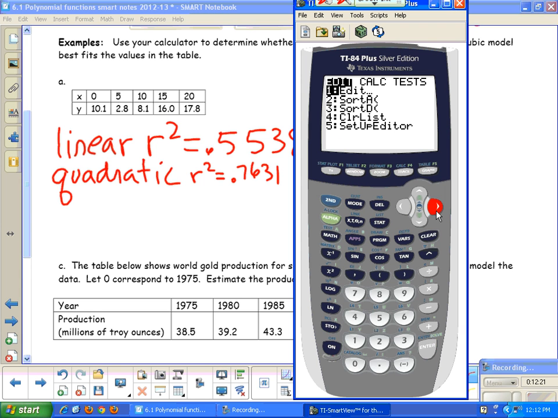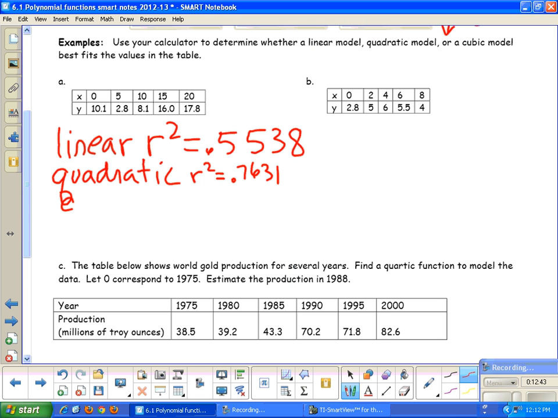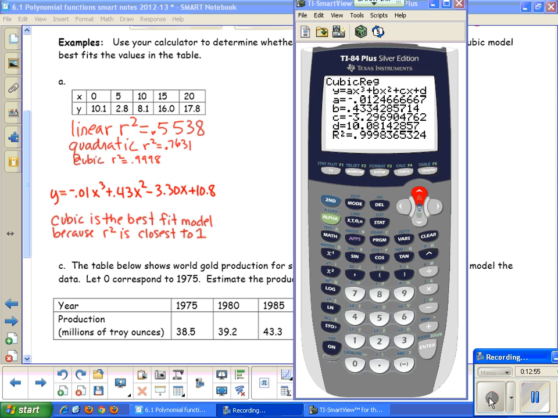And then we want to do the last value, which is going to be our cubic. So stat, calculate, and then notice number 6 right underneath of that is cubic. If I hit 6 and enter, I get an r squared value. Notice that for this, it's 0.9998. Since it's 0.9998, that tells me that this is the closest one to 1 or negative 1. Therefore, the cubic model is going to be the best. So the cubic r squared is equal to 0.9998. And again, that means I'm going to use the cubic model.